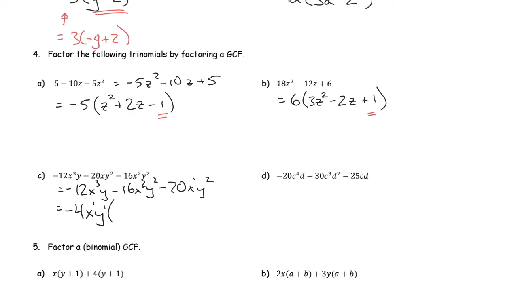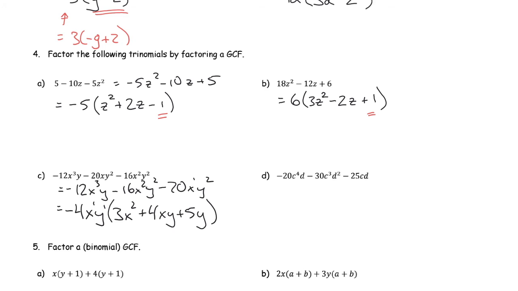So here, -12 divided by -4 is going to be 3. X cubed divided by x will be x squared. Y divided by y is 1. -16 divided by that -4 will be +4. X squared divided by x is going to be x. Y squared divided by y is y. -20 divided by -4 is +5. X divided by x is 1, so that goes away. Y squared divided by y is going to be just y. And so there we go.